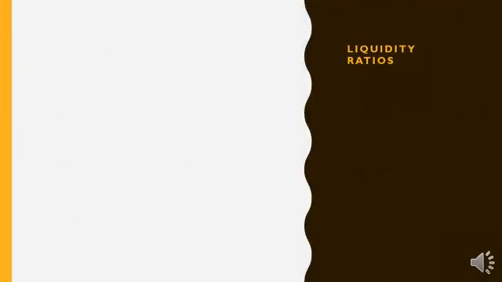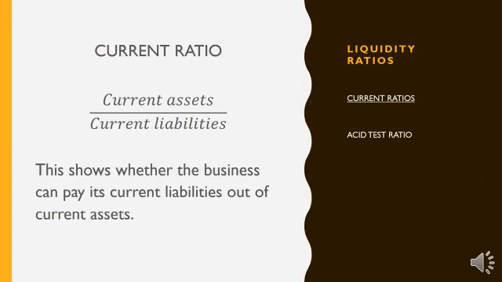Now we have liquidity ratios. We have the current ratio and the acid test ratio. Let's start with the current ratio. Current ratio is current assets over current liabilities. This shows whether the business can pay its current liabilities out of its current assets. If the result is higher compared to the previous data, then the business is better able to pay short-term debts.